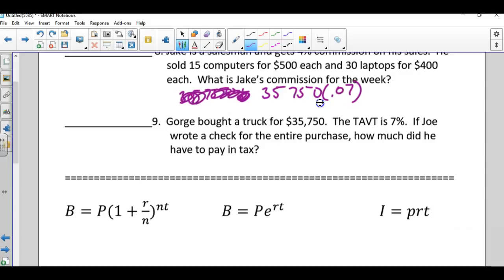35,750 times 0.07, and that gives us $2,502.50. All right. That's the tax.